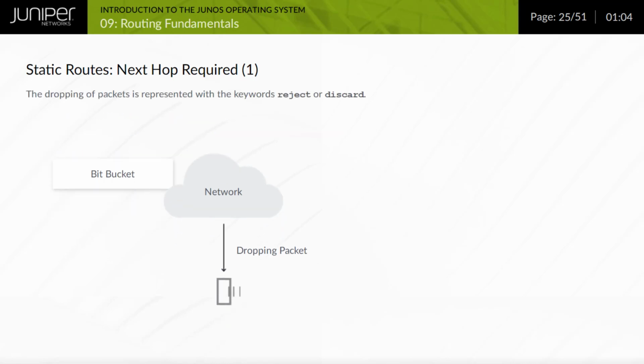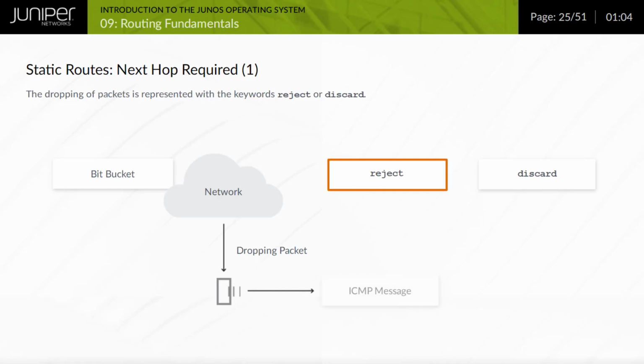Within the Junos OS, the dropping of packets is represented with the keywords reject or discard. Both options drop the packet from the network. The difference between them is in the action the device running the Junos OS takes after the drop action. If you specify reject as the next hop value, the system sends an ICMP network unreachable message back to the source of the IP packet. If you specify discard as the next hop value, the system does not send back an ICMP message. The system drops the packet silently.